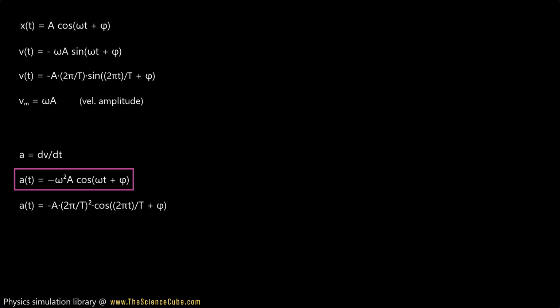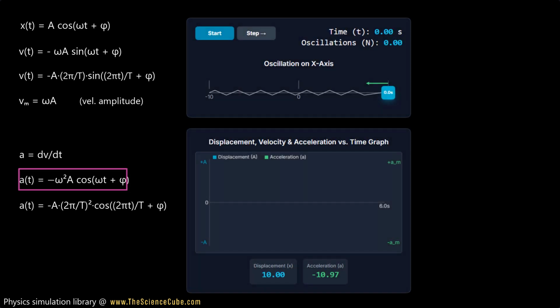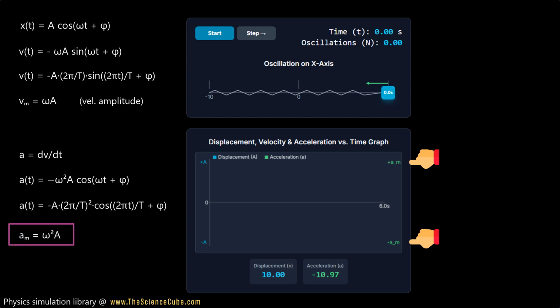And of course we know what comes next. That is, the value of acceleration also oscillates between +ω²A and -ω²A, because this cosine function varies with time between plus and minus 1. So the maximum magnitude of acceleration is a_m = ω²A. Once again, we can draw a graph for acceleration against time. So for a phase constant φ = 0, we get a graph like this.